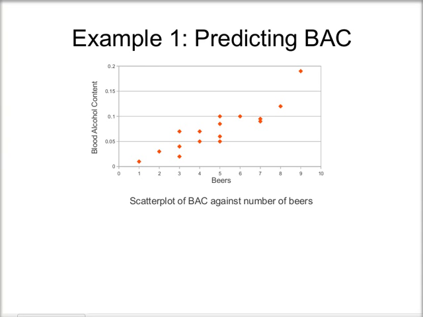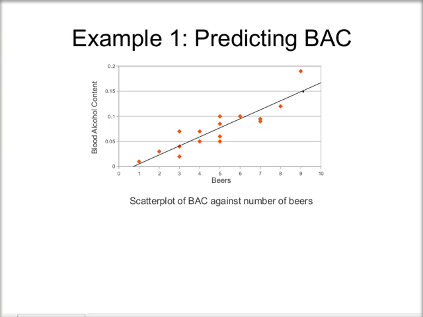Let's look at an example. We're going back to our scatter plot of the study where the students drank a certain number of beers and then their blood alcohol content was measured. So here's my scatter plot for that. And then I have the computer draw in a regression line which goes here. So this is the regression line that was found.